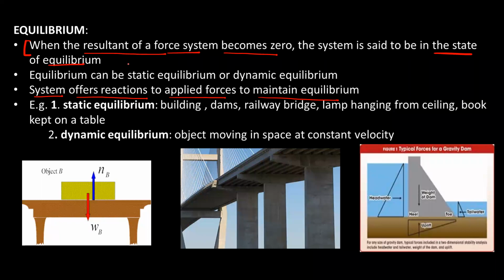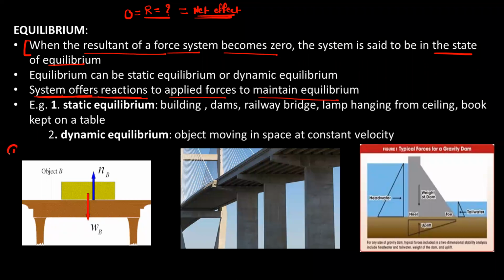So in the first module, we have studied how to find the resultant of the system. Okay. So resultant means the net effect of all the forces on the system. We replace all the forces by a single force, that is called a resultant. Now, if you want the system to be in the state of equilibrium, then the value of this resultant must be zero. So when this condition is possible, if the system offers reactions to the applied forces, then we can say the system is in equilibrium.